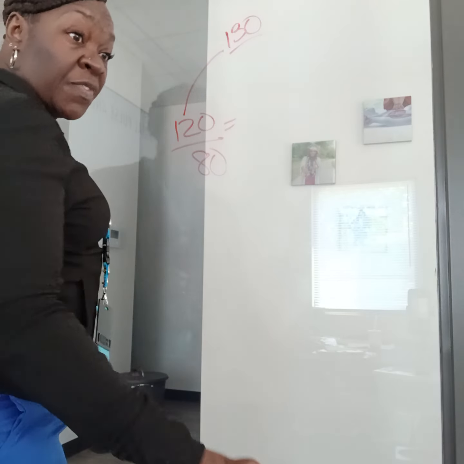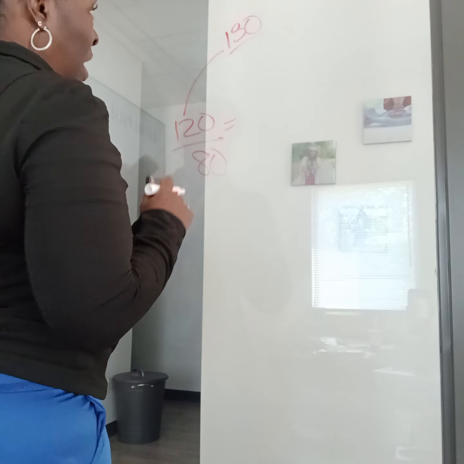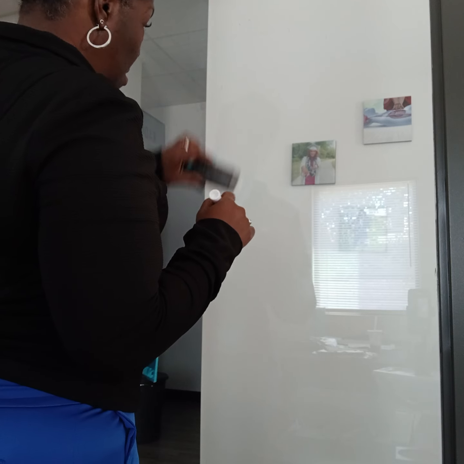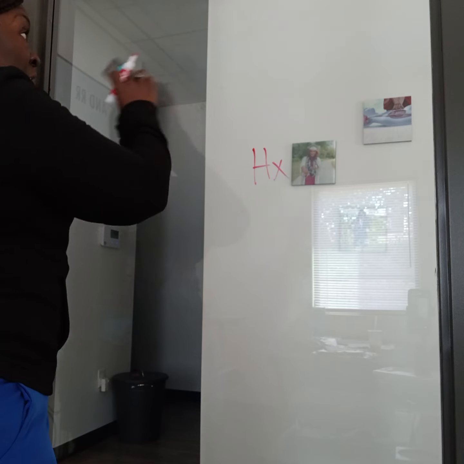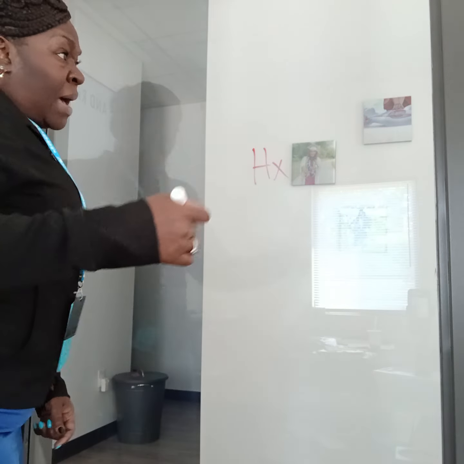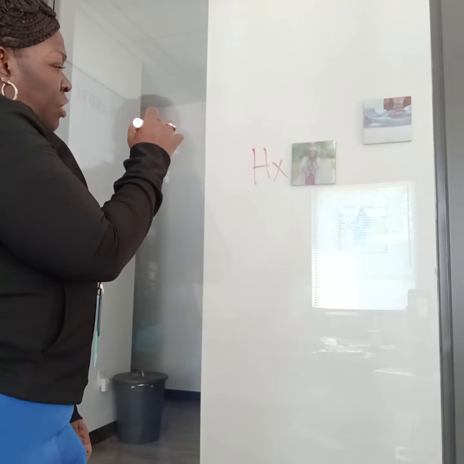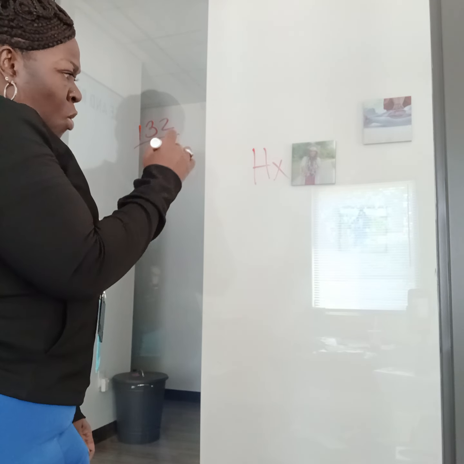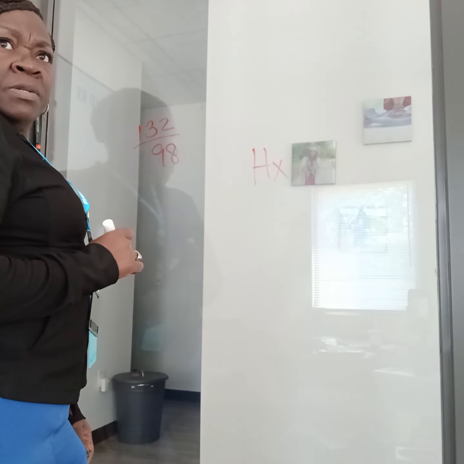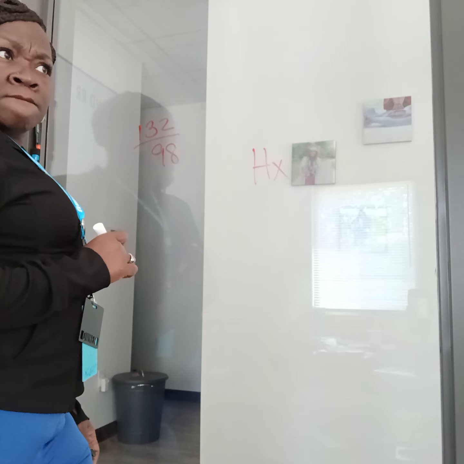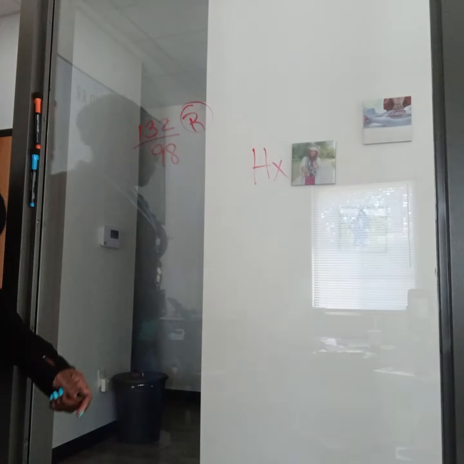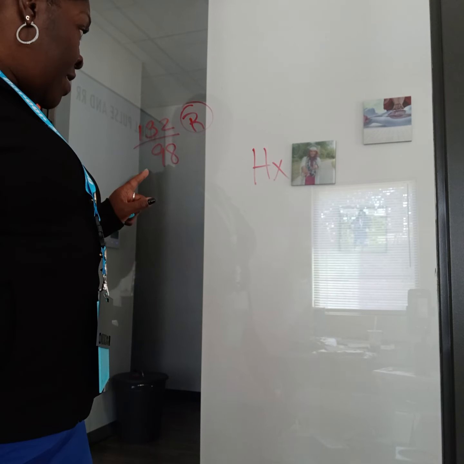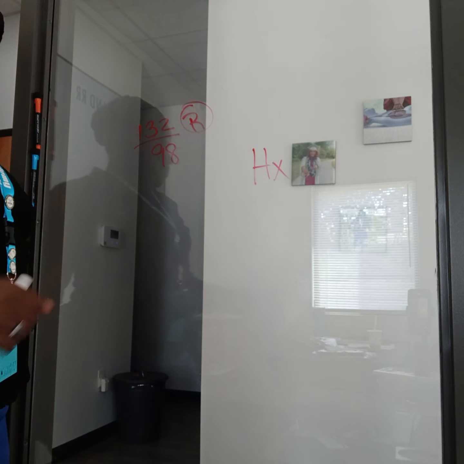Now, what is the abbreviation for history? Hx. How is it written? Capital H, lowercase x. Yes, they have a history of high blood pressure. I said 132. Did I say 132 over 98? Which arm did we take my blood pressure on? My dominant is my right, okay? Whenever you document it, you're going to say 132 over 98 R with a circle around it. You took my blood pressure on my right arm.